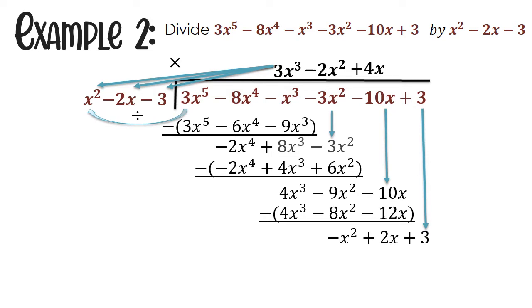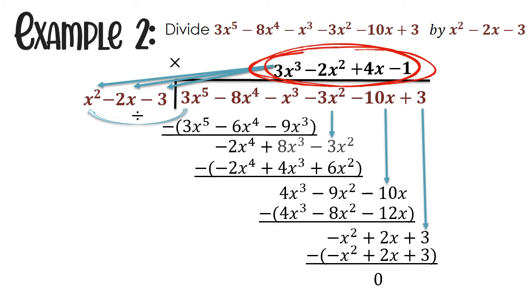Again, we have a new polynomial, negative x squared plus 2x plus 3. Repeat the steps. Negative x squared divided by x squared is negative 1. Again, multiply negative 1 times x squared minus 2x minus 3, that is equal to negative x squared plus 2x plus 3. So negative x squared plus 2x plus 3 minus negative x squared plus 2x plus 3 is equal to 0. So we don't have a remainder. Our quotient is 3x cubed minus 2x squared plus 4x minus 1.